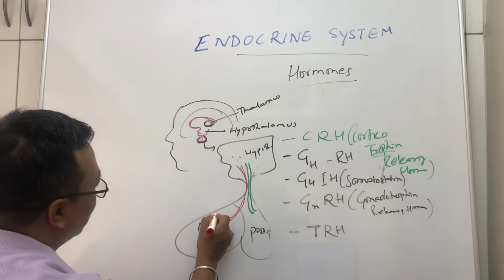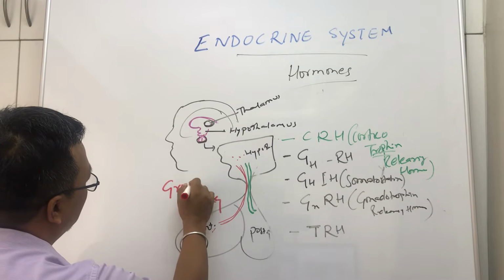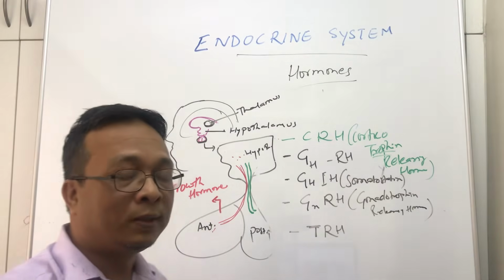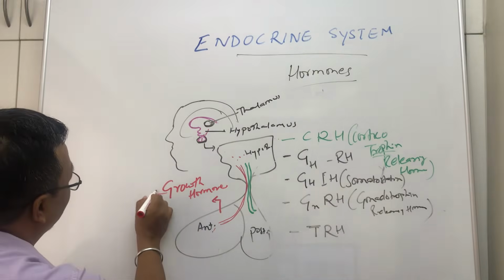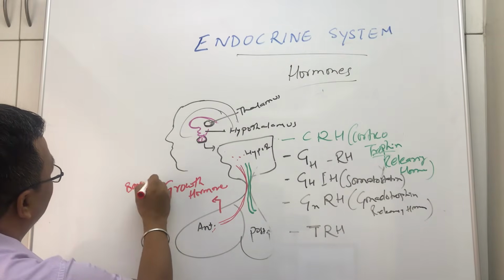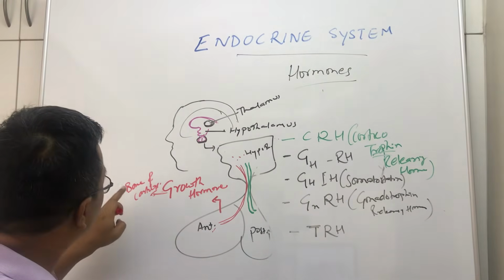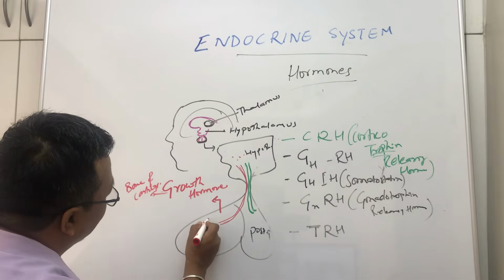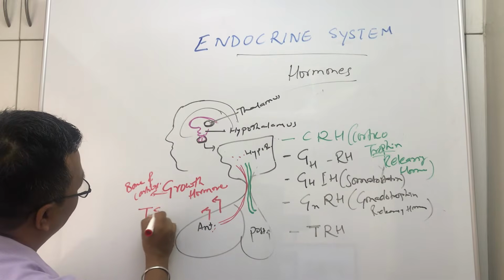So what are the hormones released by the anterior pituitary gland? A very important hormone is growth hormone. So as you know, what does growth hormone do? It does the growth. It does growth of bone and cartilage. Growth hormone influences the growth of our body, influences the growth of bone and cartilage. Then what other hormone is secreted by the anterior pituitary gland? Very important, thyroid stimulating hormone.